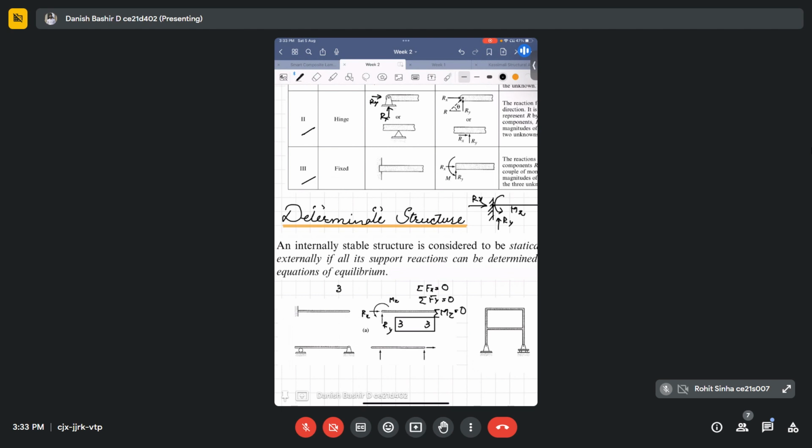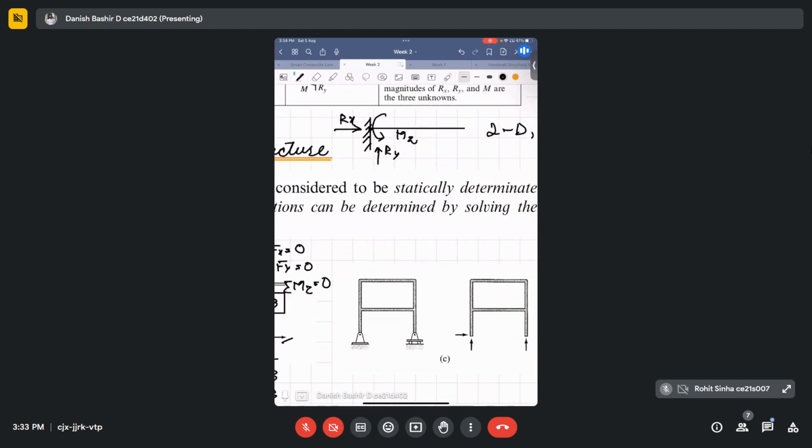Another example is a simply supported beam. In a simply supported beam, at the roller support we have only one reaction. At the hinge we have two, one vertical and one axial. So the total number of reactions is three and equations is three. So it's a statically determinate structure.